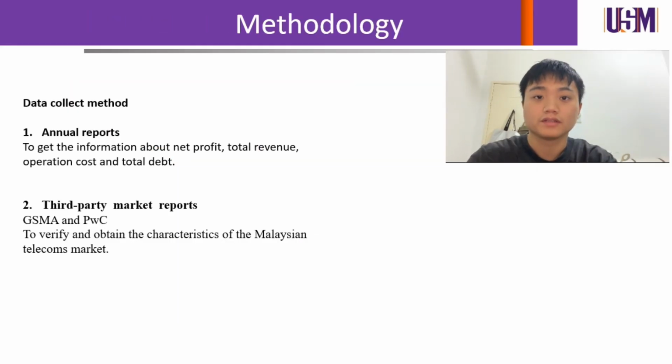I'd like to introduce the data collection methods. The first one is annual reports from Celcom DG company. We can get the information about net profit, total revenue, operation cost, and total debt. And the second method is third-party market reports, such as JSME and PwC. This is to verify and obtain the characteristics of the Malaysian telecom market.